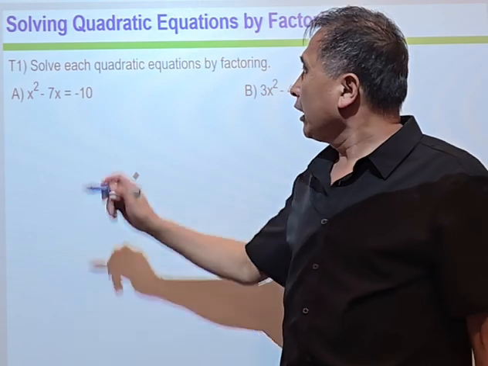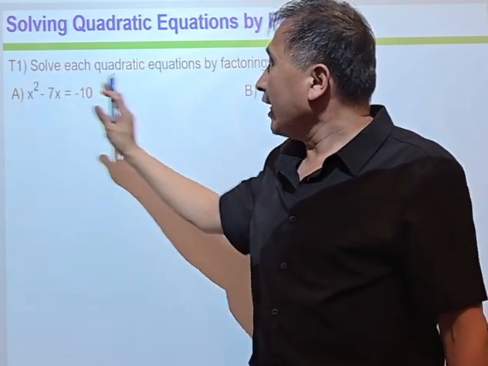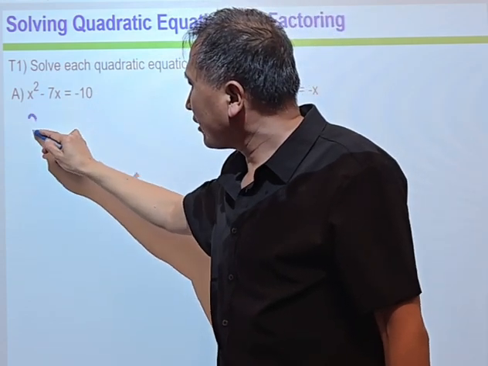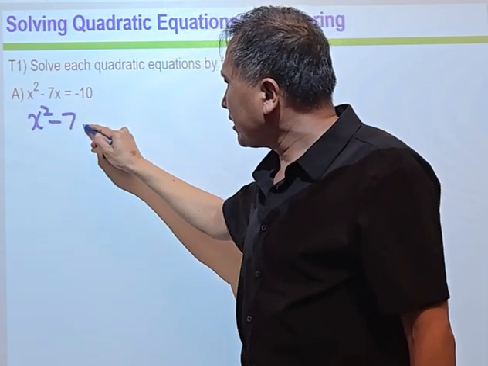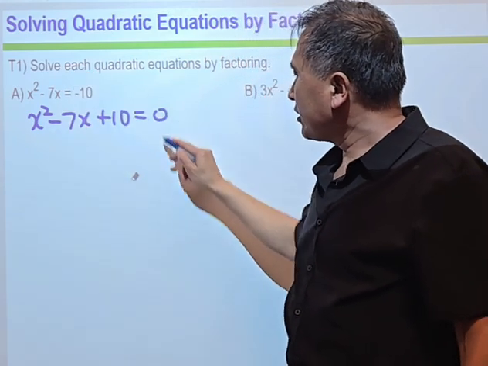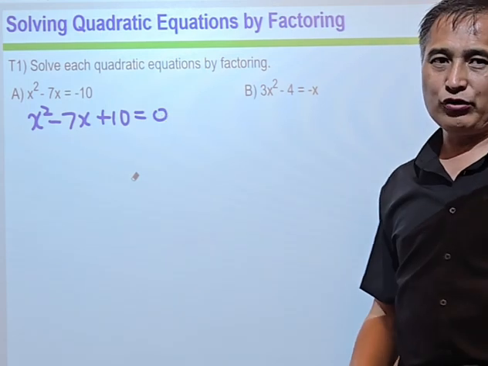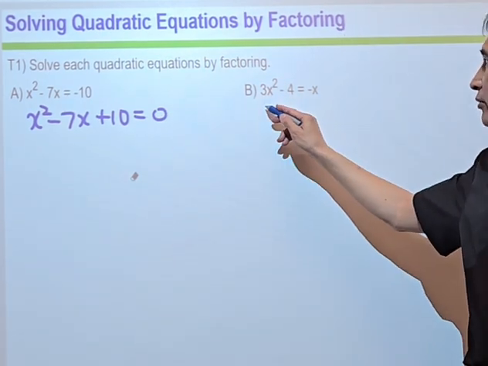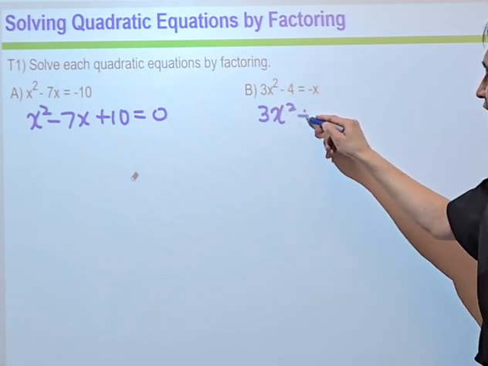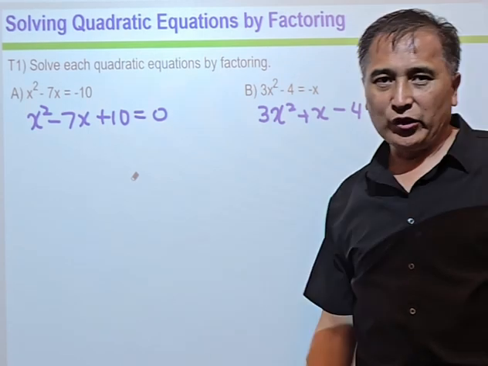When you factor a trinomial, everything should be on one side and the other side should be 0. So in this one, let's move to the other side: x squared minus 7x minus 10, move the other side, plus 10, and the right side is 0. And how about this one? Same thing: 3x squared minus x, move the other side, plus x, and minus 4 equals 0. I write it in descending order.